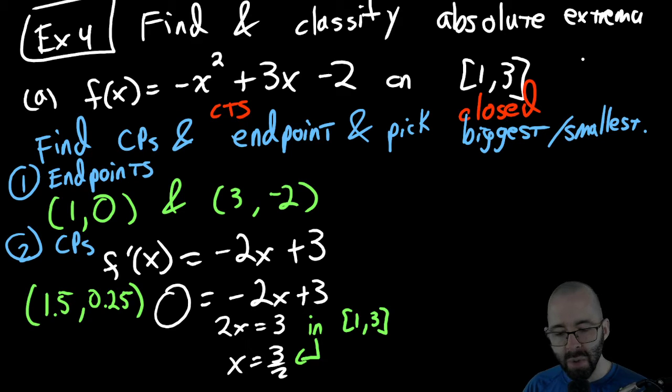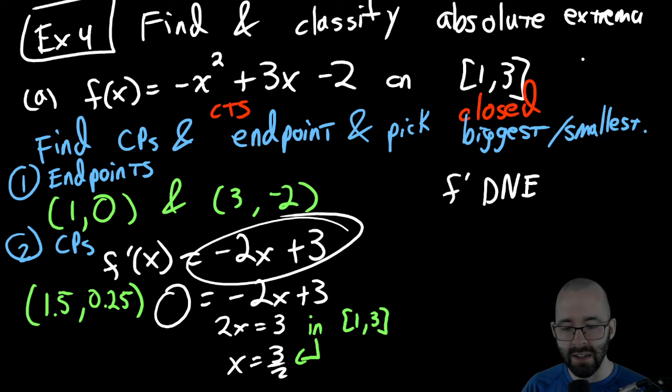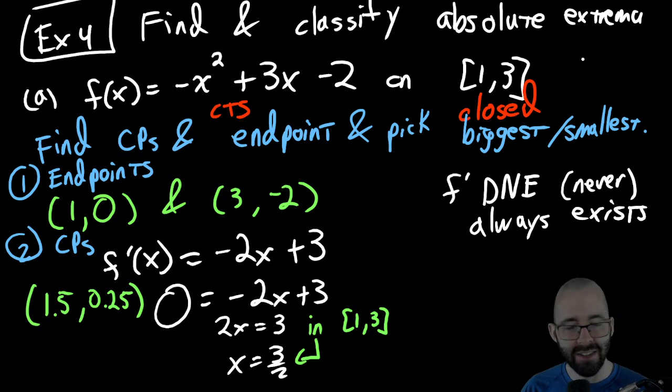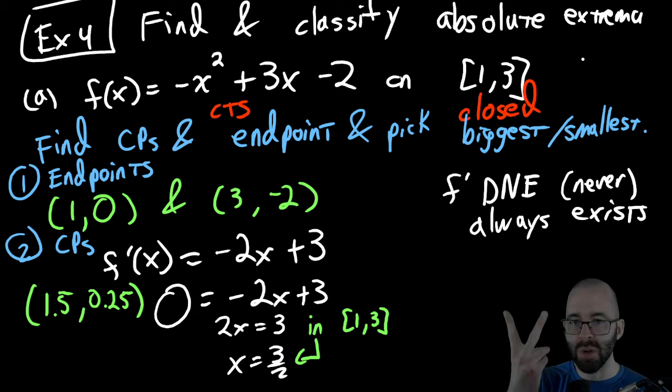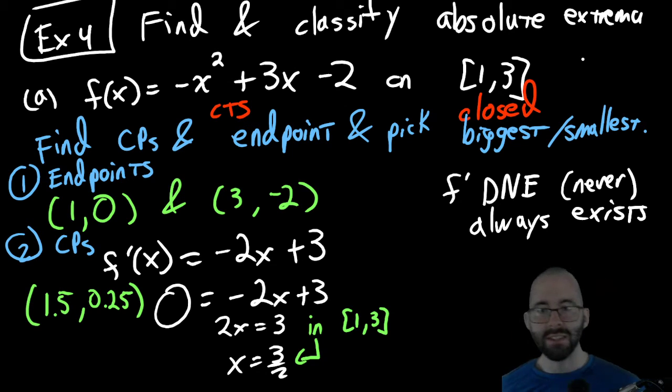We also have to find out when does f prime not exist. When does this not exist? Well, this is a line. It never doesn't exist. It always exists. So there's no candidates for that part. Endpoints, critical points when the derivative equals 0, critical points when the derivative doesn't exist. So these are our three candidates.